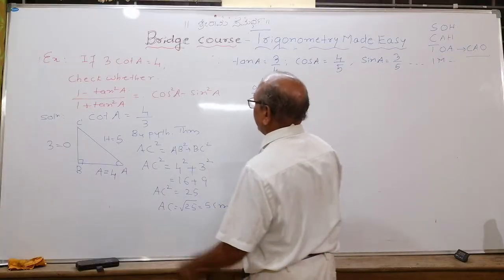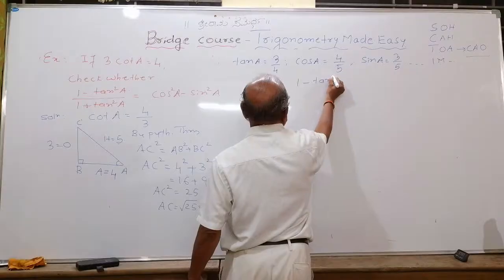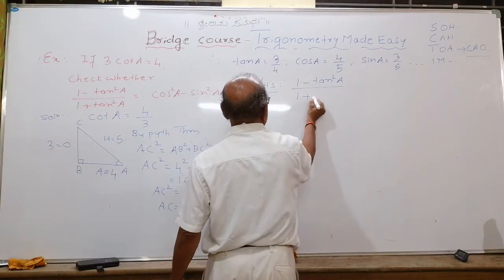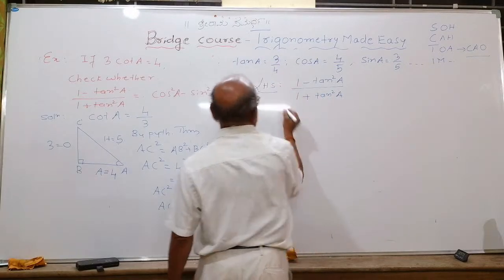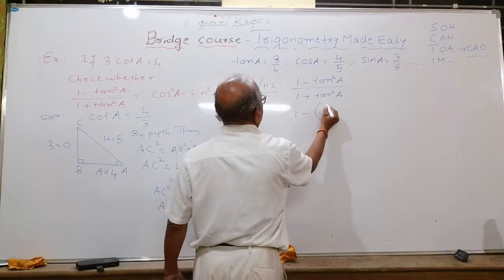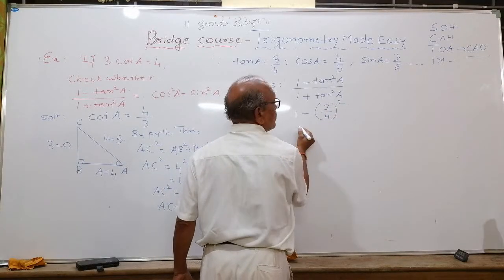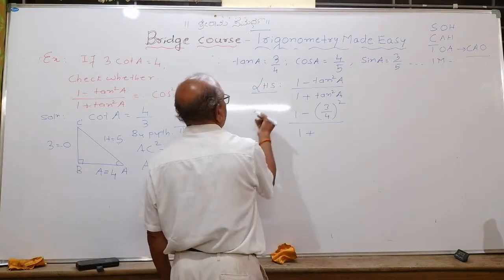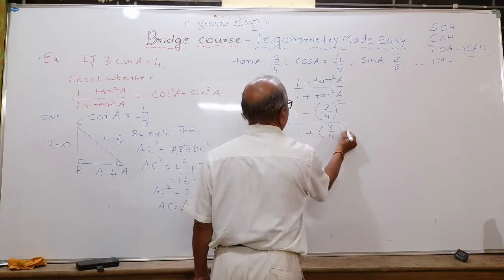Then substitute them by writing LHS: 1 minus tan square A upon 1 plus tan square A. You write again the question cleanly in the exam. Substitute the value of tan A. What is tan A? 1 minus (3 by 4) whole square upon 1 plus, what is tan A? Again you get 3 by 4 whole square. Carefully solve.